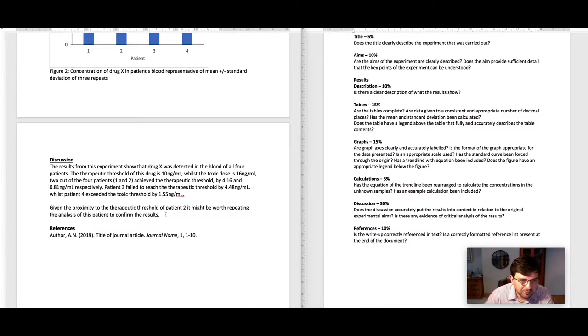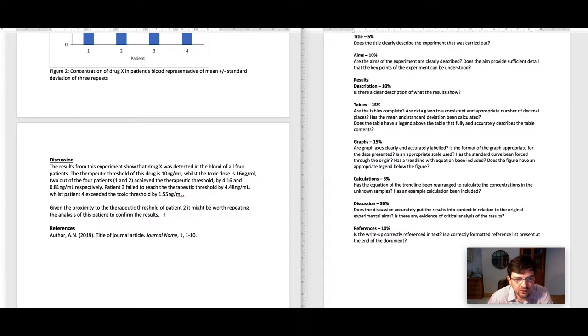In order to improve this discussion, it would actually be quite useful for the student to say why these data are important, and how they could be used. So we know that some of the patients are just about hitting the threshold, we know some of them are exceeding it. Why is that important?